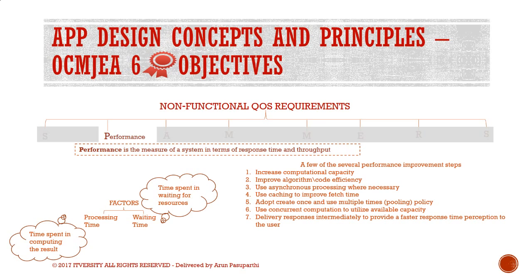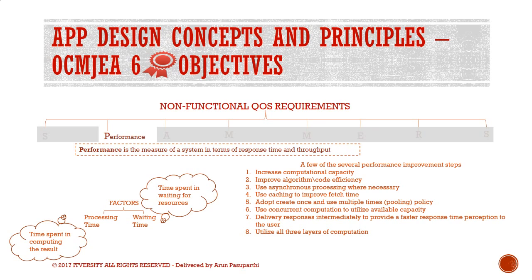Third one is deliver response times in chunks, if not immediately. It's like when you're trying to compute a result which has a list of items that you need to deliver to the browser, then deliver it in chunks, so that while you're processing in the background, the user gets to see a portion of it and has a perception that the response time from the system is actually faster.